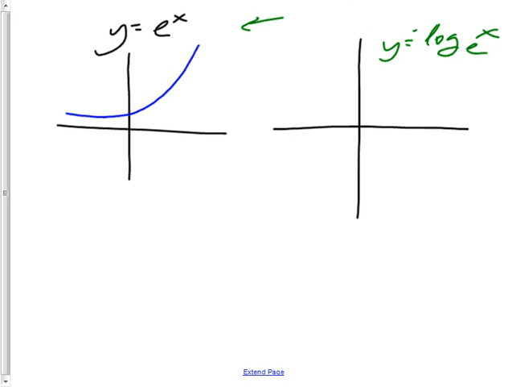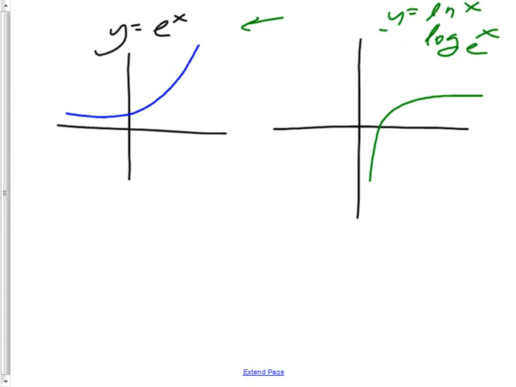Okay, so now what does it look like? It's a reflection across the line y equals x. It looks basically like that. Okay, y equals log base e of x, just like I said. Now, if you'd rather say ln, I can do that.